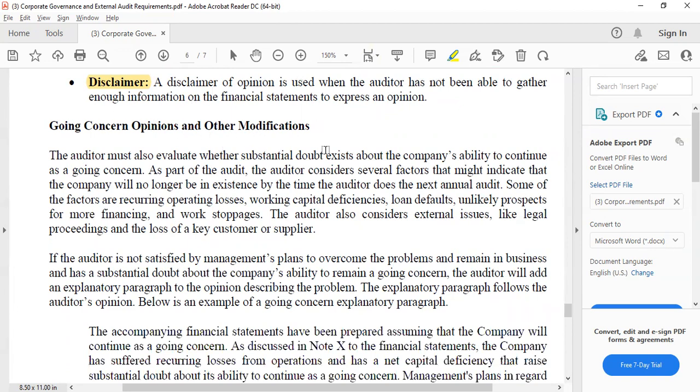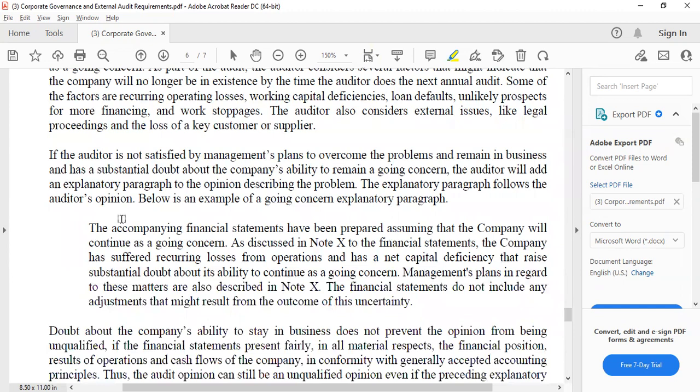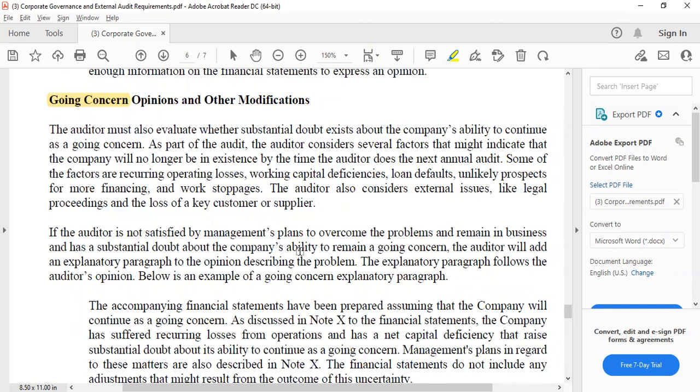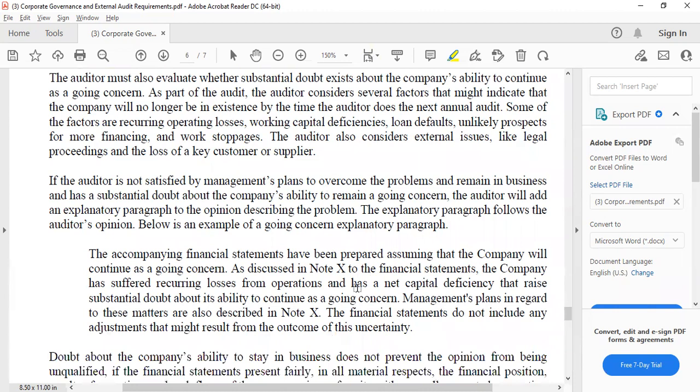And then going concern opinions and other modifications, you can read this on your own. But when we speak of going concern, you have learned this in your basic accounting, going concern meaning is the business still able to conduct its operations in the future. So if there are some significant problems that the auditor has found out during the performance of audit procedures that would impair the ability of the company to continue its operations in the future, so there is doubt as to the going concern of the company, the auditor should include an explanatory paragraph following the auditor's opinion.